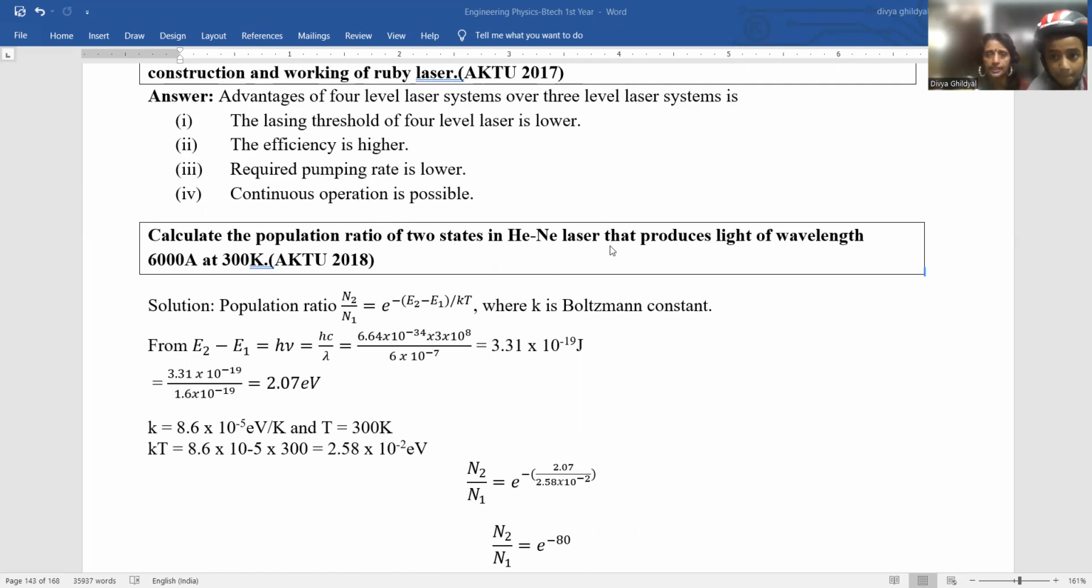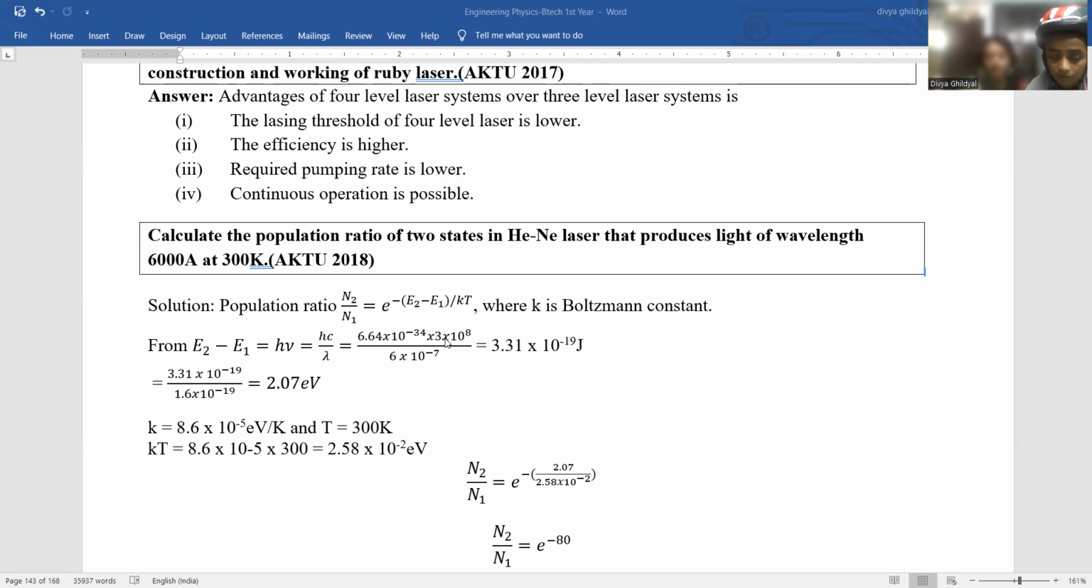regarding the population ratio of two states in a helium neon laser that produces light of wavelength 6000 angstrom at 300 Kelvin. Population ratio, I told you in my previous lecture, N2 upon N1 is equal to e to the power of minus (E2 minus E1) upon KT, where K is the Boltzmann constant. N2 and N1 are the number of atoms in the excited and the ground state. From Einstein's relationship, E2 minus E1 is equal to h nu, where h is Planck's constant and nu is frequency.